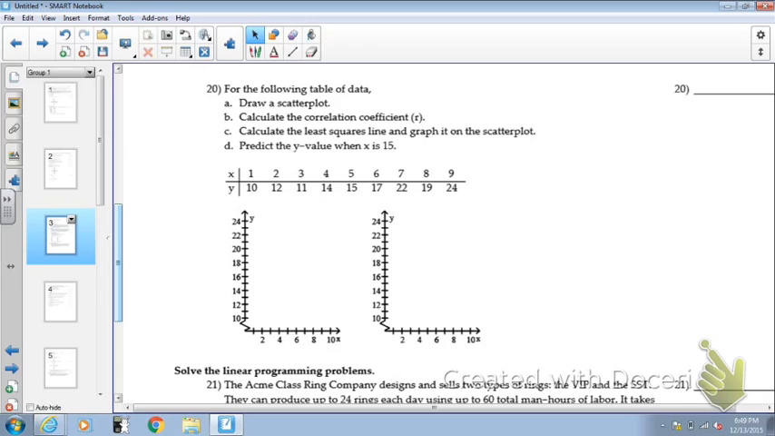All right, on number 20, for that one we're just going to use Desmos. I'm going to plot my table in Desmos, and that's going to give me my scatter plot. And I'm going to ask it to make a line for me and graph that, and then I'm going to look at R and the correlation coefficient for that, and then we'll do a prediction to predict the Y value when X is 15.